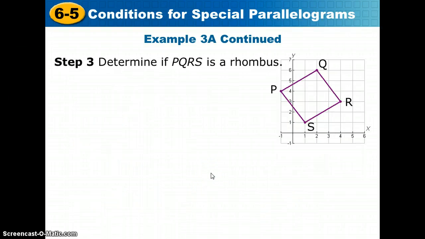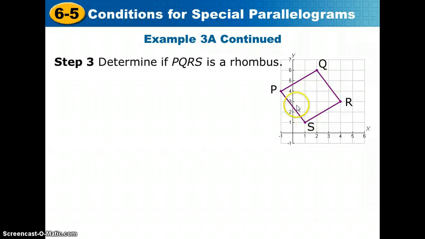Now we're going to determine if PQRS is a rhombus. In order to do this, we need to remember that in a parallelogram, if the diagonals are perpendicular, then the parallelogram is a rhombus. So we're going to find the slope of the diagonals, PR and QS, to see if they are opposite reciprocals of one another. Remember, that's what it means for lines in the coordinate plane to be perpendicular. If their slopes are opposite reciprocals, then they're perpendicular.